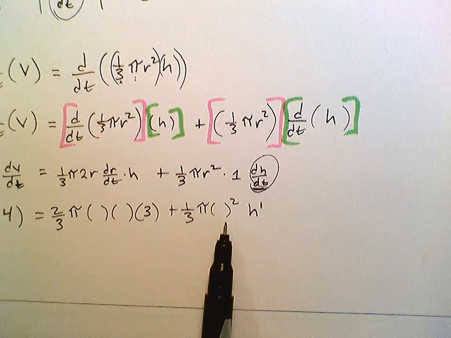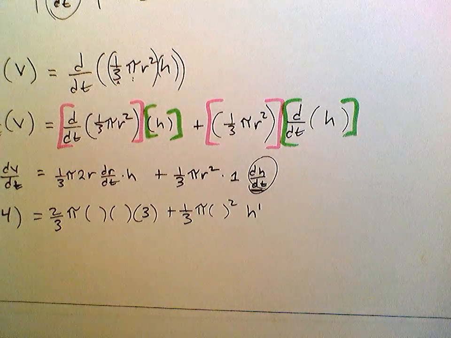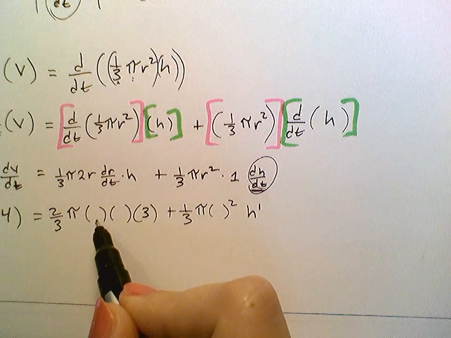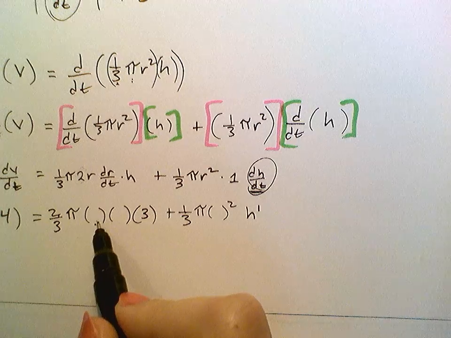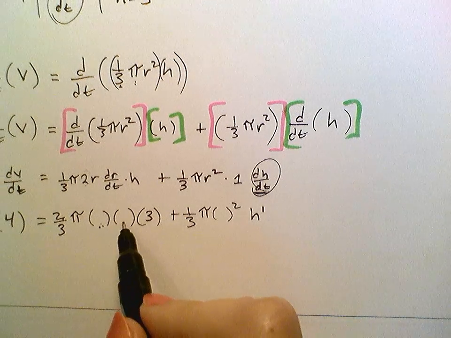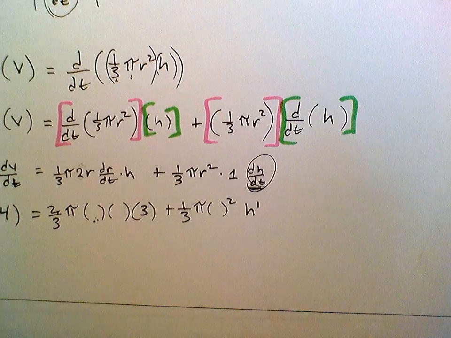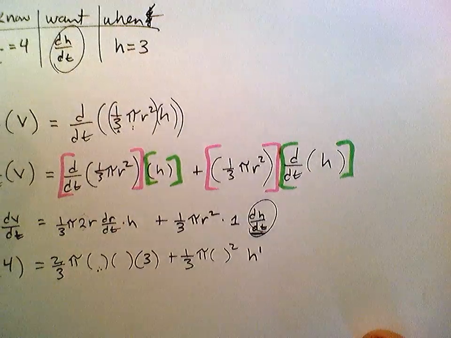Plus 1/3 pi, do I know r? Again, I already said no. So we've got a problem because we don't have anything to plug in for r. This 2, by the way, went right there. We don't have anything to plug in for r or r prime, dr dt. So this is when you need a second equation.